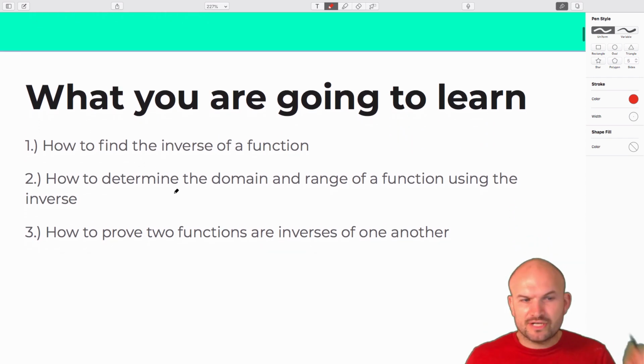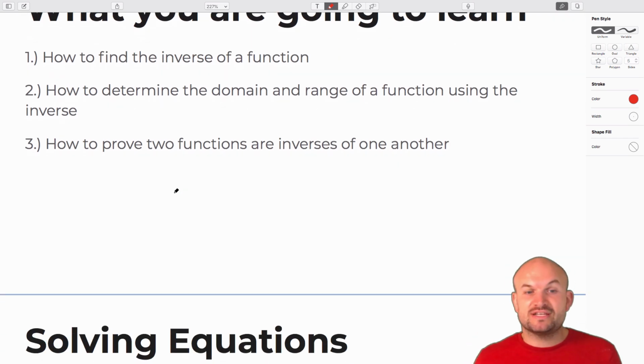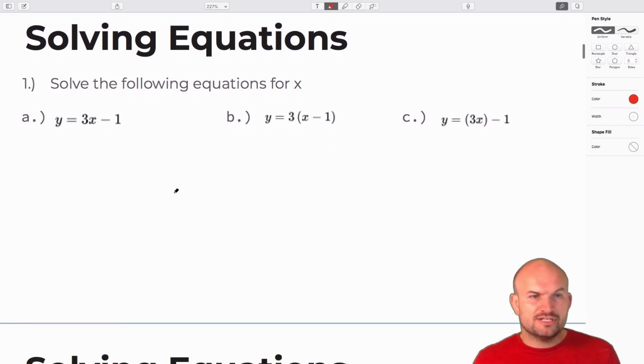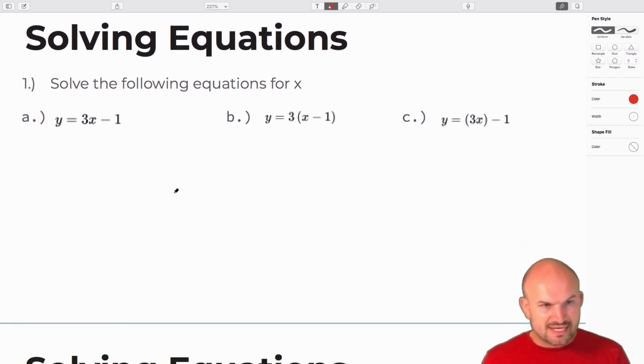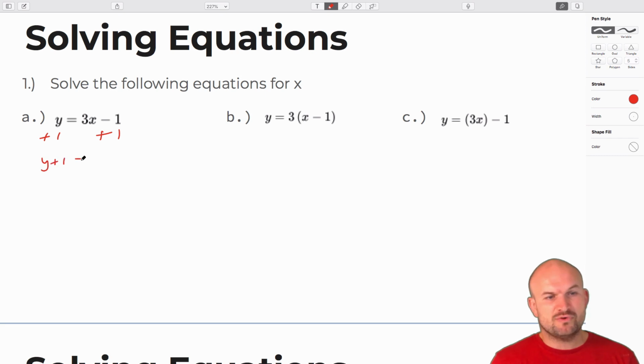We're going to learn how to find the inverse, how to talk about the domain and range, as well as how to prove that two functions are inverses of one another. To get started though, I wanted to remind students how to solve equations, and it was interesting seeing how some students forgot a lot about this. The main thing that we covered was using our inverse operations, reverse order of operations, and properties of equality.